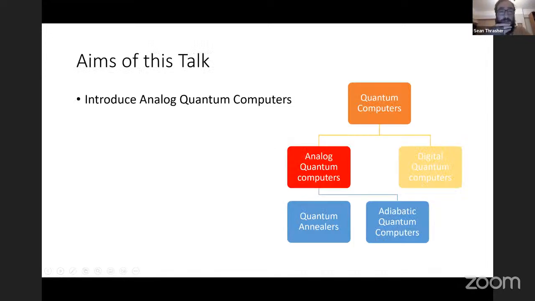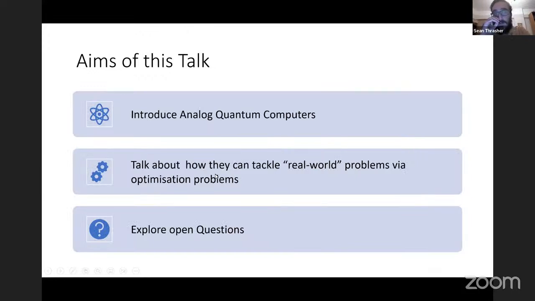So what I aim to do is, firstly, introduce a class of quantum computers called analog quantum computers. They're often not really discussed in the undergraduate course, but there's a lot of research going on in analog quantum computers, and they have some advantages for the near future. I want to talk about how they're quite a natural platform for solving certain types of problems that can be cast as what's known as an optimization problem. And then I'll explore some open questions in this field.